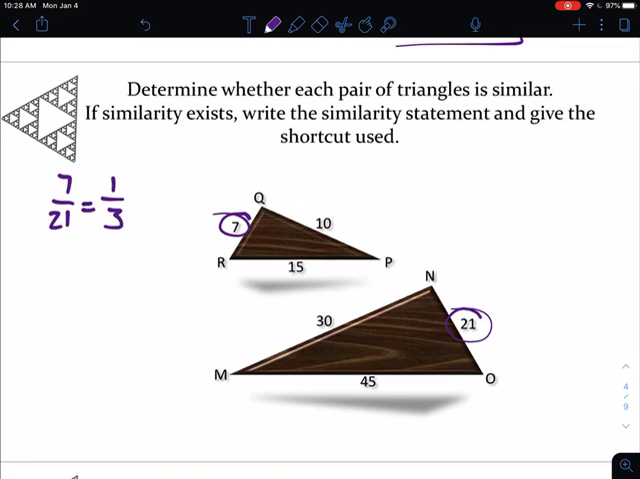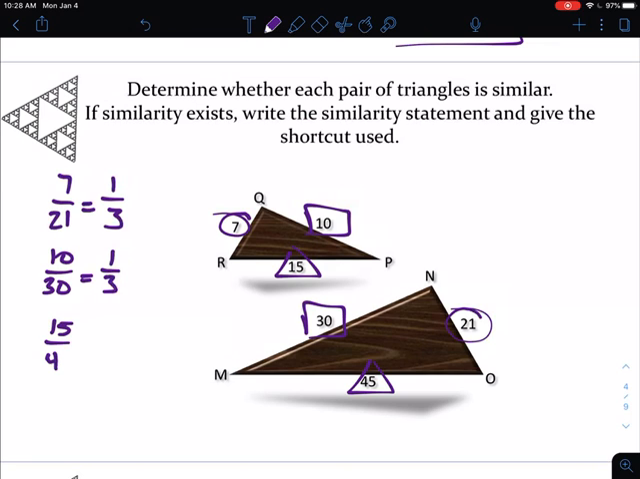And then I can go around this, do the same thing with all the pictures. So the next biggest side is 10, matching with the next biggest side, 30. So 10 divided by 30 is 1/3. And then I match up the last sides, 15 with 45. And 15 over 45 goes to 1/3. And so I notice all three ratios are exactly the same. So my two triangles are similar.